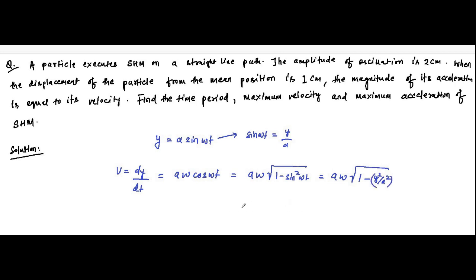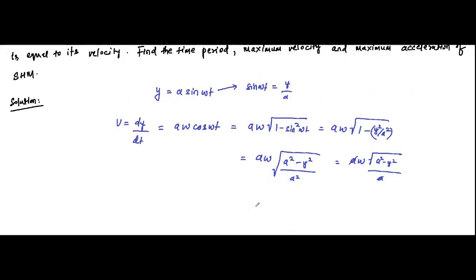So that will be equal to a omega into root of a square minus y square by a square, which is a omega into root of a square minus y square by a. A will get cancelled, so the velocity we can also write as omega root over a square minus y square. These two expressions are important, this one and this one too. Then acceleration.